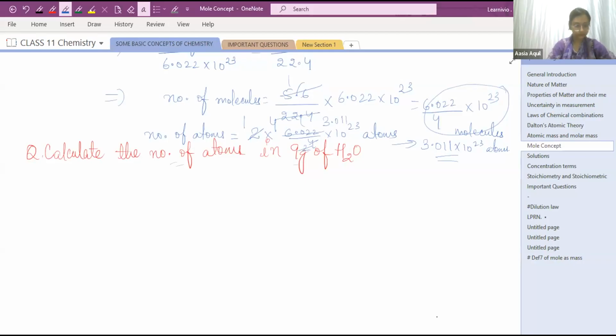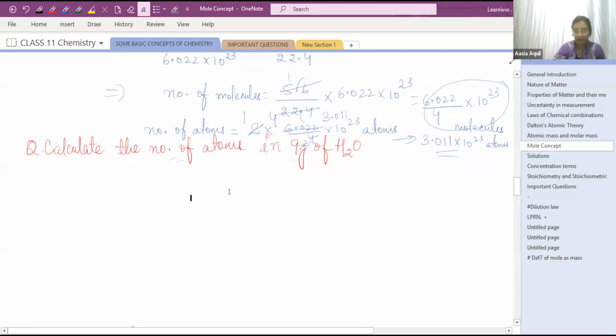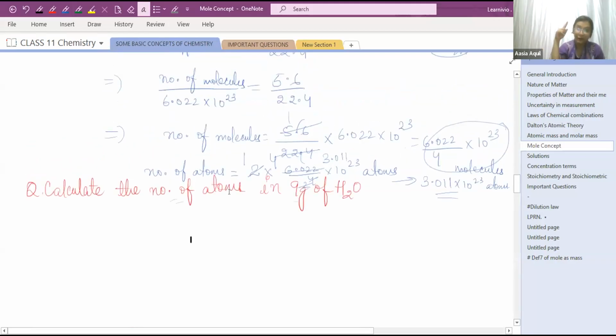Ma'am, for the number of molecules we have to do number of molecules divided by Na? Yes, number of molecules first. So number of molecules divided by Na is equal to the given volume divided by 22.4. But ma'am, here volume is not given in the second question. 9 gram is given. Yeah, 9 gram is given. So use another formula, don't use the volume.